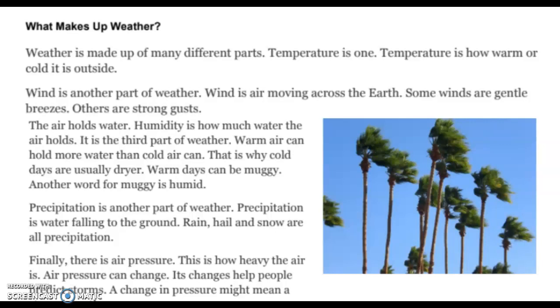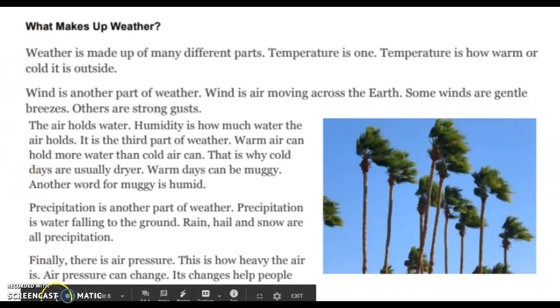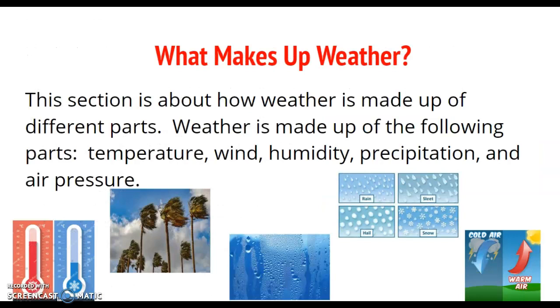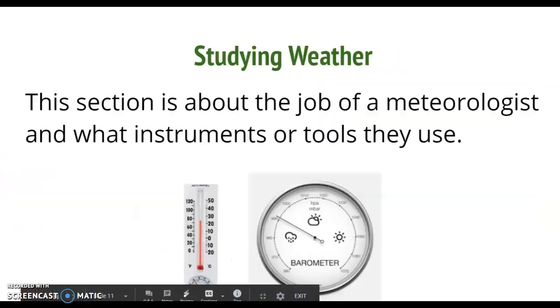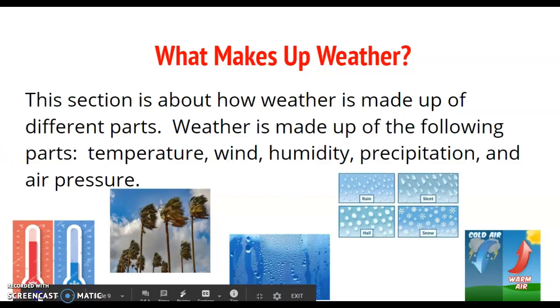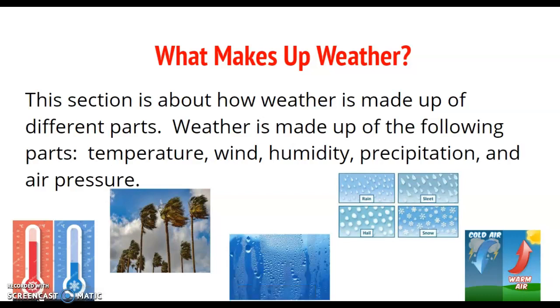Okay, boys and girls, pause the video. Write down in your own words a couple sentences about this section of the article. This is what I wrote. What makes up weather? This section is about how weather is made up of different parts. Weather is made up of the following parts: temperature, wind, humidity, precipitation, and air pressure.